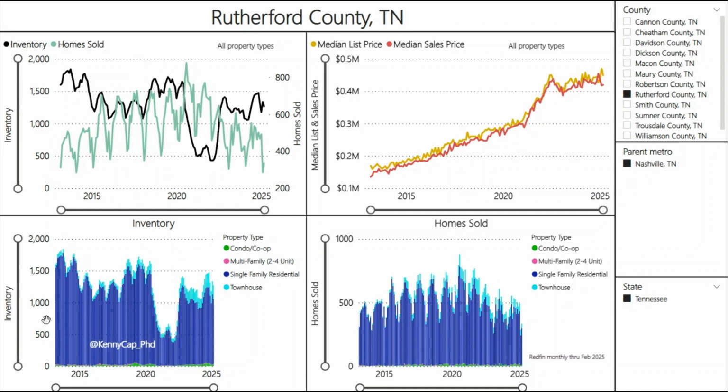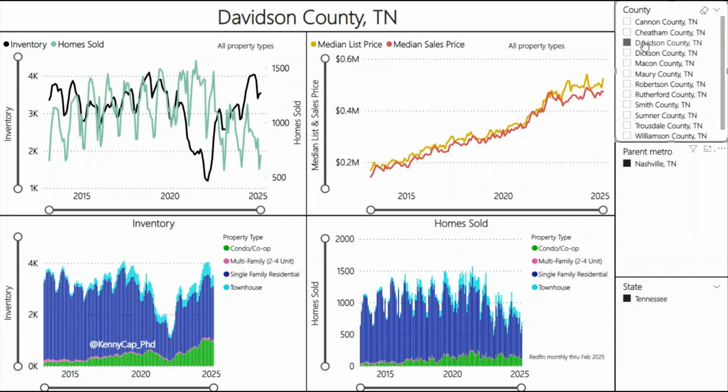Do you understand? This is a stacked bar chart, right? It's like 1,720 properties. That's how you should interpret this down here. Same thing for homes sold down here. So it's just another way of visualizing the data. Now, here's what Davidson County looks like.